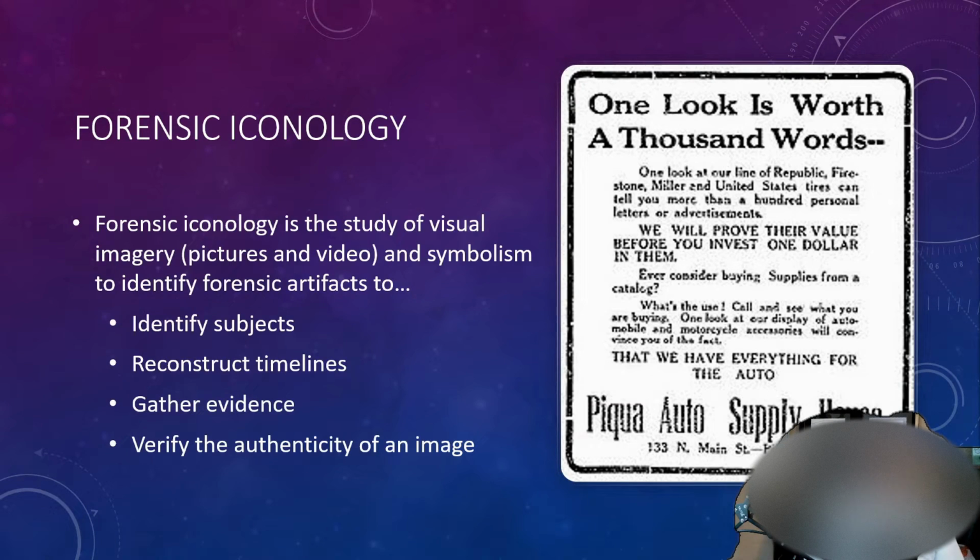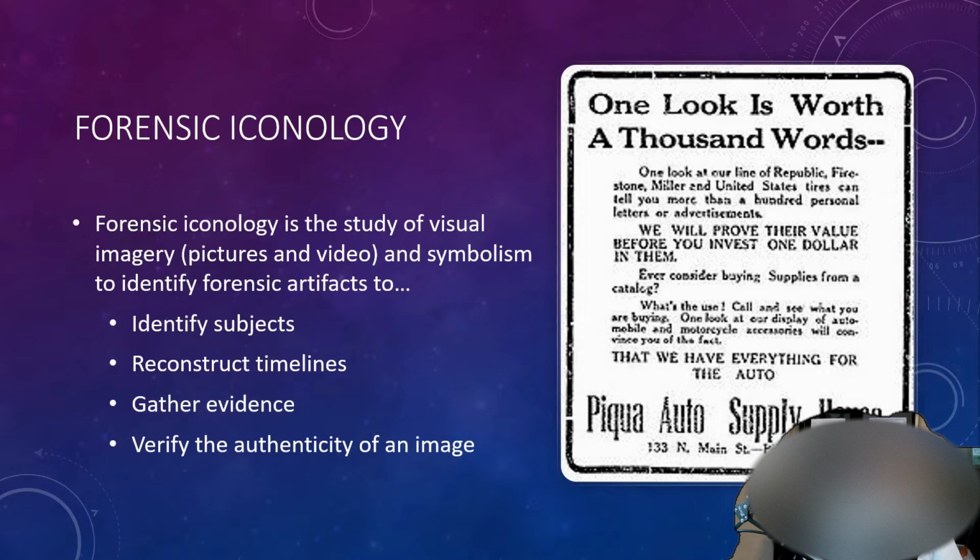First of all, forensic iconology is the study of visual imagery, that's pictures and video and symbolism that it contains, in order to identify forensic artifacts. And we might do this in an investigation for a number of different reasons. We may use it to identify subjects, right? If there is a suspect or subject in the image, whether we believe it to be the victim or the perpetrator, or maybe just an associate, we will examine the imagery in an attempt to identify that individual. This is commonly done, for example, in cases of child exploitation and human trafficking, and it's one of the emerging areas in forensic iconology. We'll also do this to reconstruct timelines, right?